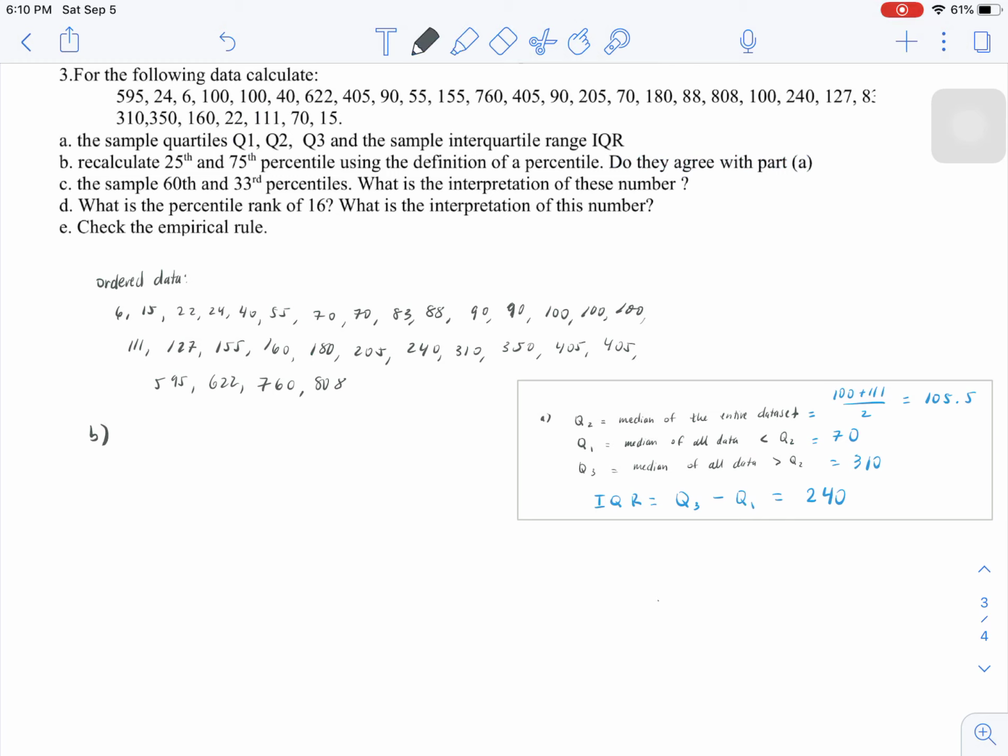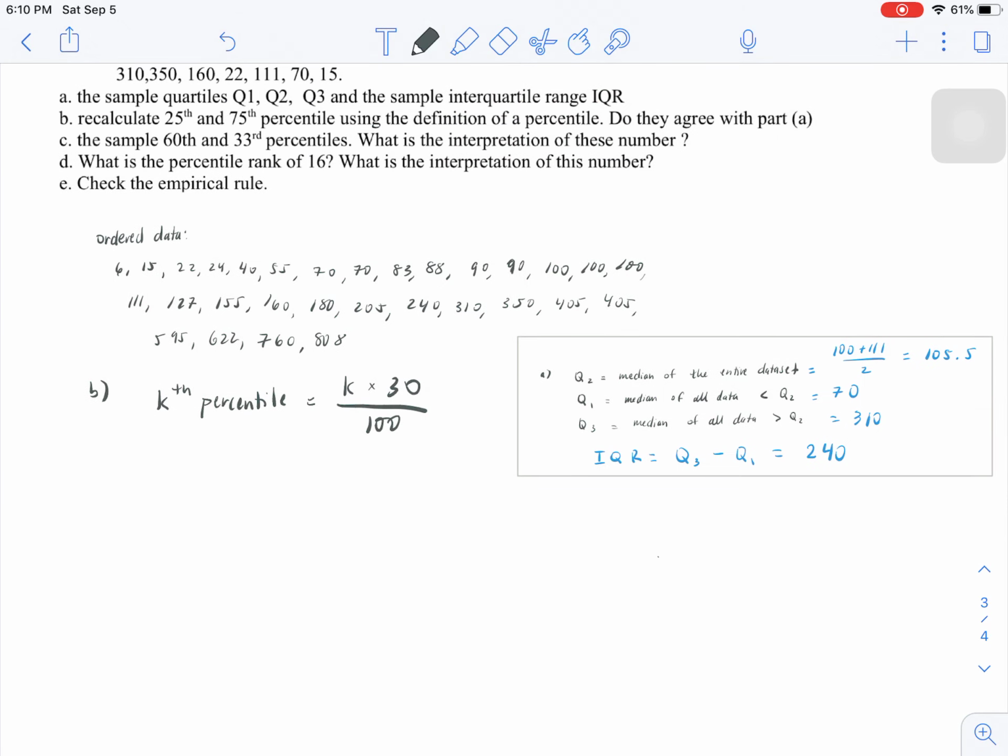First, our formula for finding the kth percentile is we take k times n, our sample size, and divide it by 100. Our sample size here is 30 because we have 30 data points. So to find the kth percentile, I'll take k times 30 divided by 100. Now to find the 25th percentile, I take 25 times 30 divided by 100. This gives me 75.